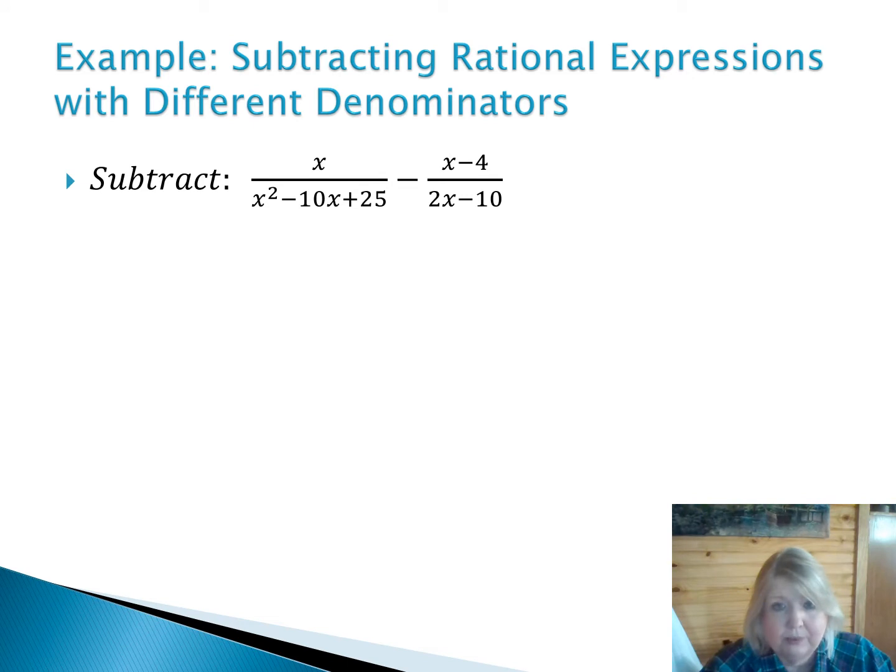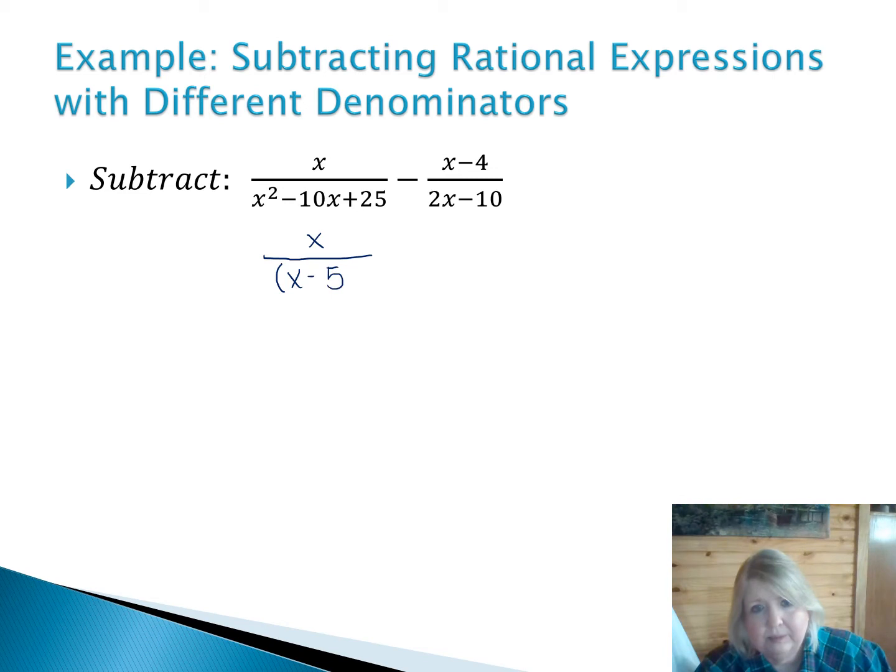For example, let's subtract these two fractions. I notice they have different denominators, so I'm not able to just go straight into subtracting. So the first thing I'm going to do is factor both denominators. I recognize that I have a perfect square trinomial on the left, and I have a common factor of 2 on the right.